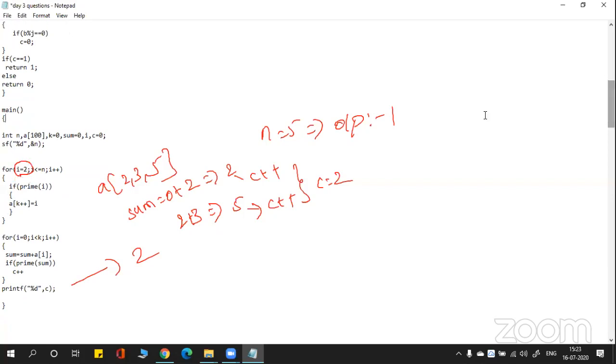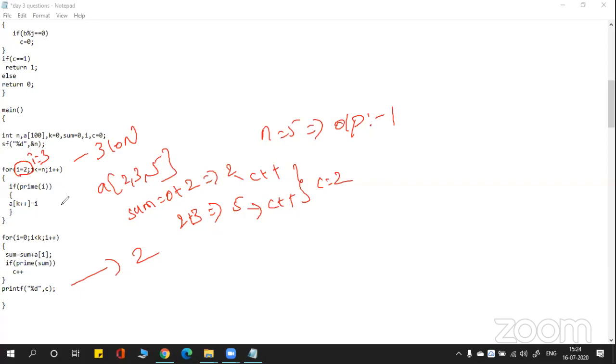I is equal to 2. They are telling us should not consider 2. Yes, so print ranges from 3 to n. So can I start from I is equal to 3? Yes or no?